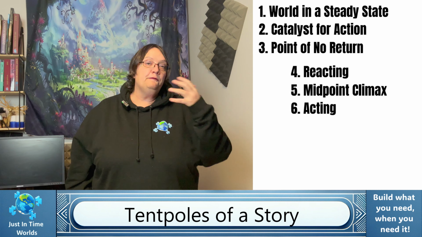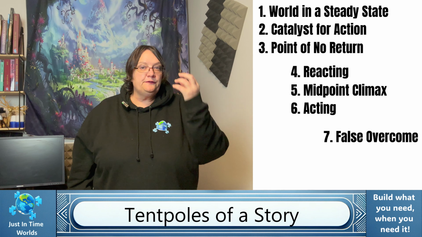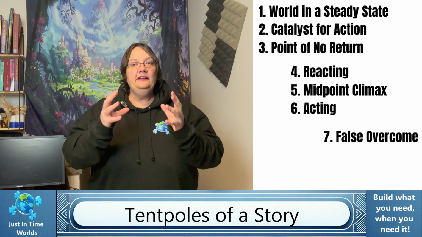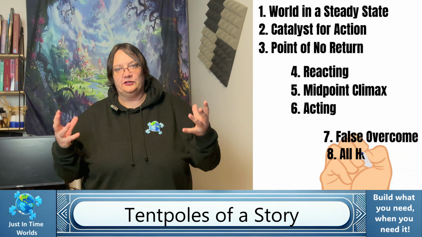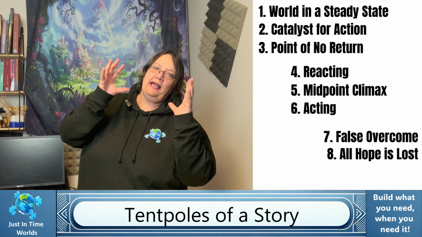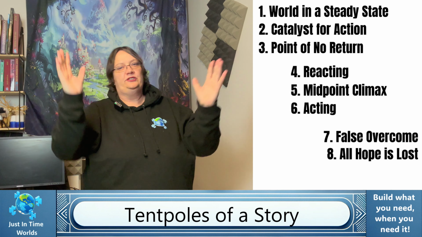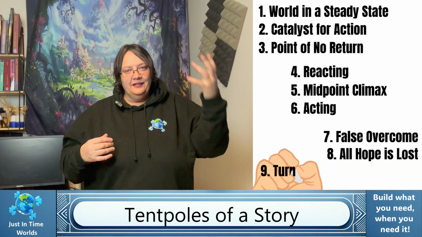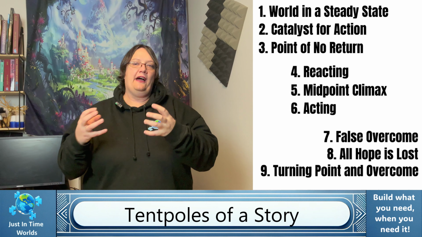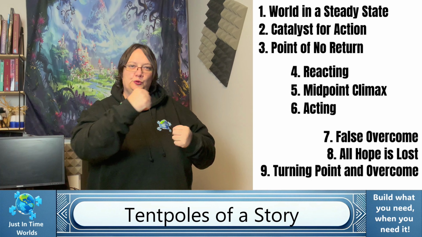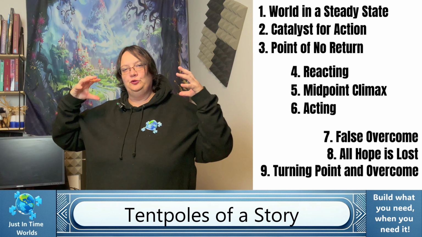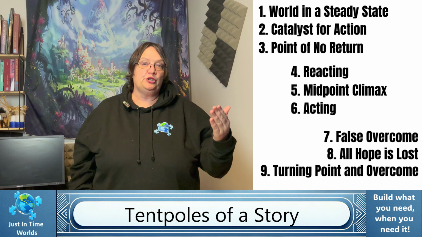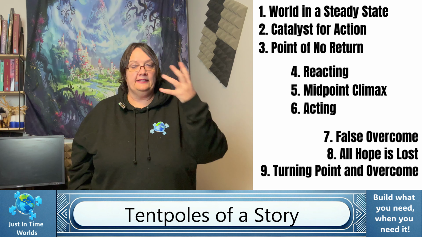The first is the false overcome. This is the character's first attempt at victory. They think they've figured out how to win, but they fail, leading to the next tentpole, all hope is lost. The characters face their darkest hour. Everything seems impossible, and they question whether they can succeed at all. And then the turning point reignites the character's resolve. They find a new solution or perspective that allows them to overcome the challenge of the story. And this leads to the final resolution where the characters live in the world that they've shaped.